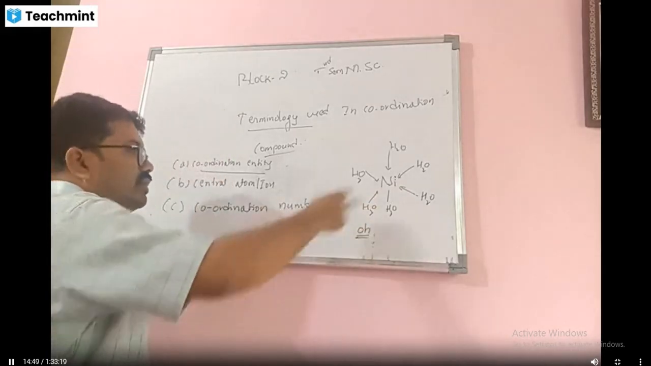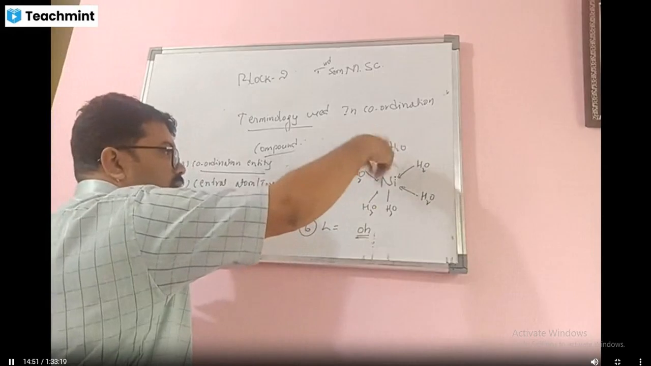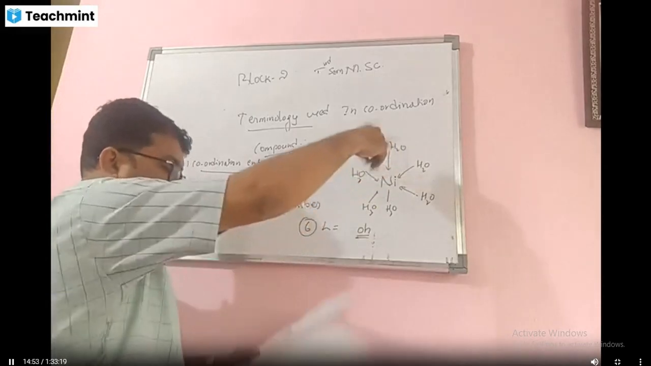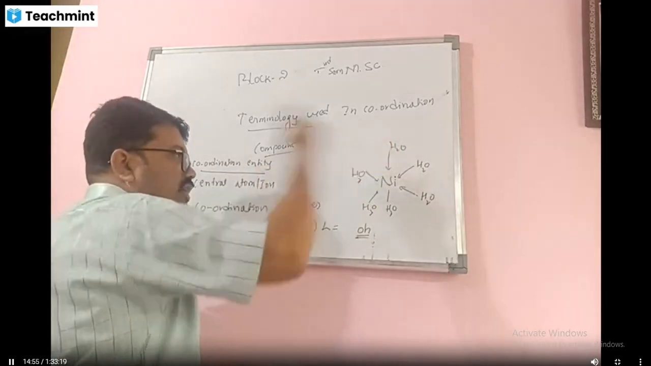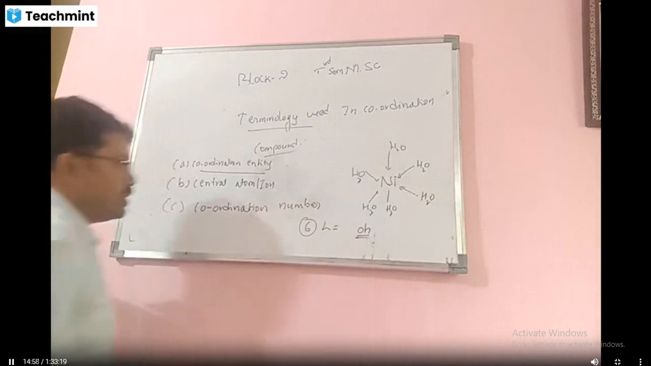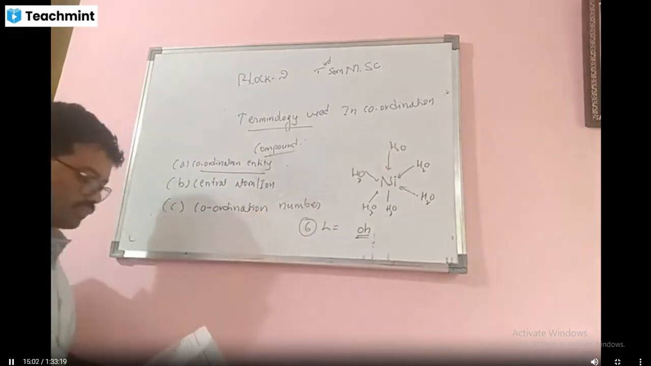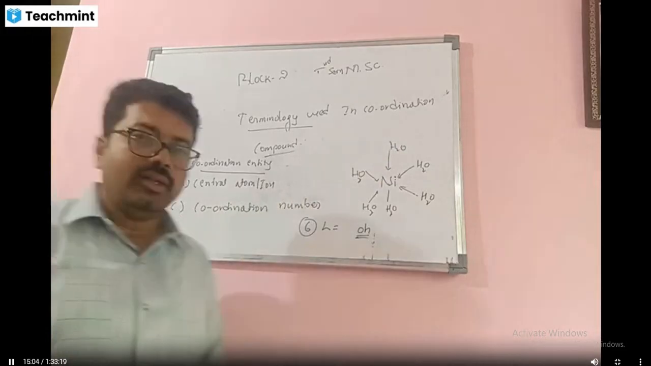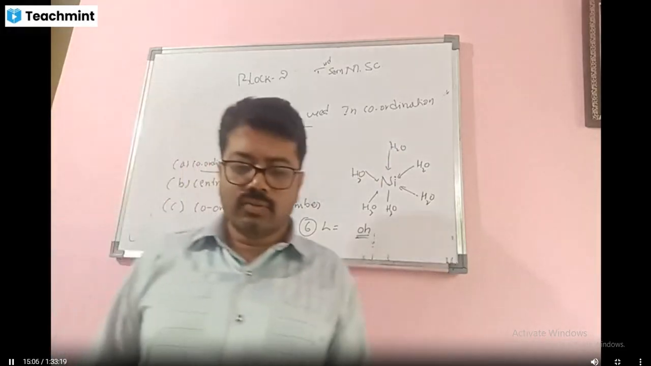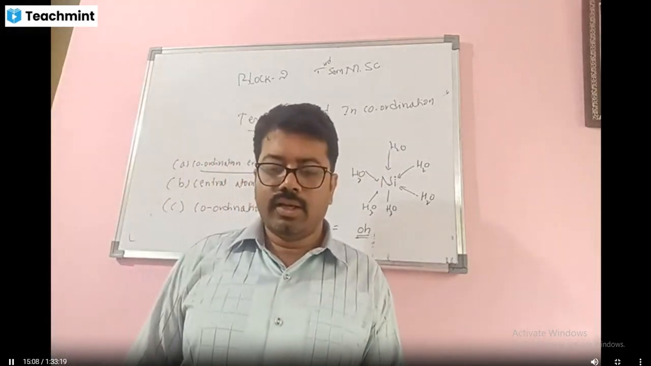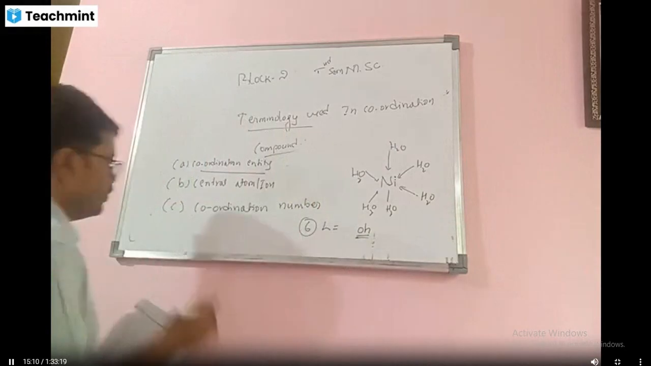The coordination number, the number of ligands attached to the central atom, is called the coordination number. Here the coordination number is 6 because the total number of ligands is 6. The total number of ligands attached to the central metal ion in the given complex is called the coordination number.